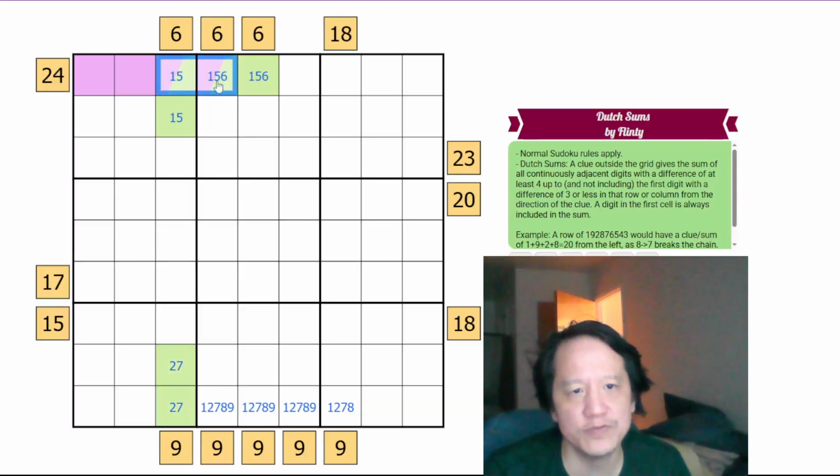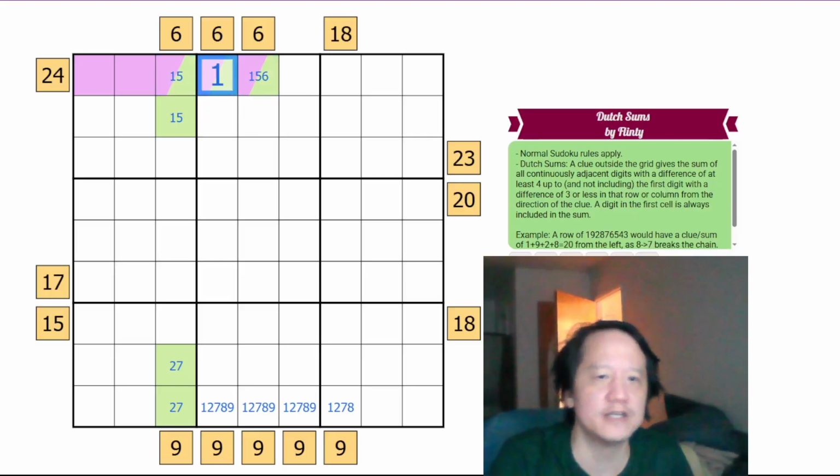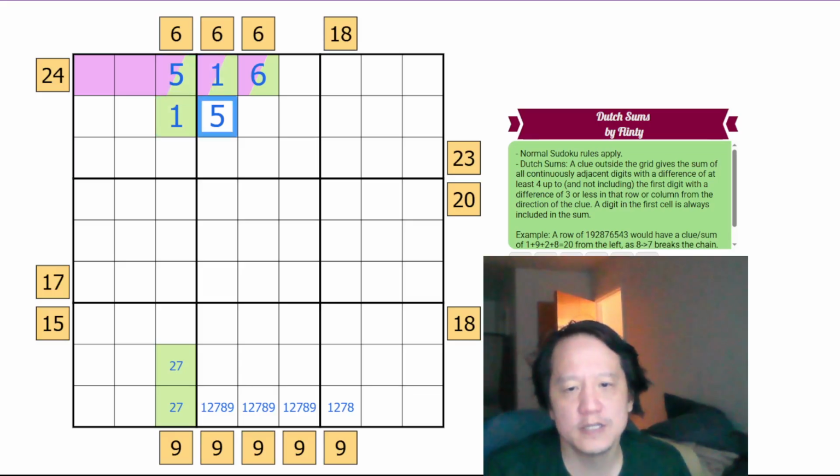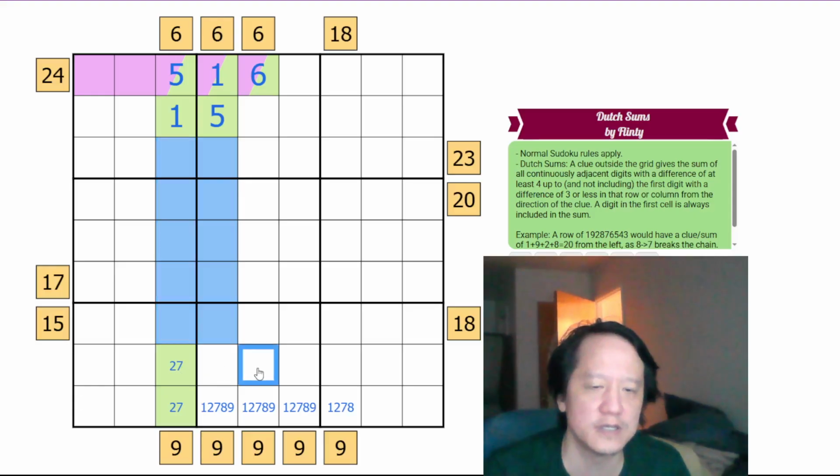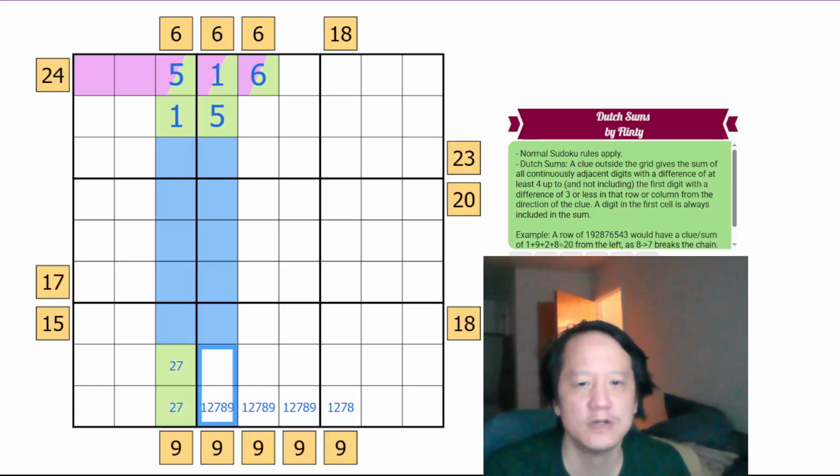Cannot just be 2 of these, so it has to be all 3, which is 12. That means 1 has to be in between 5 and 6. So this is 5, 1, that's 6. This must be 1 and 5 to add up to 10, which means none of these add up to 10. None of these add up to 6. None of these add up to the 6 there or the 9 here.